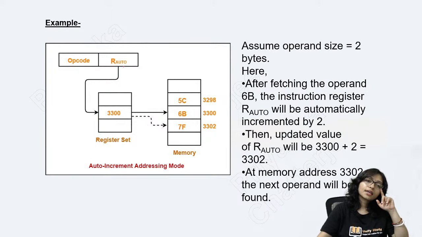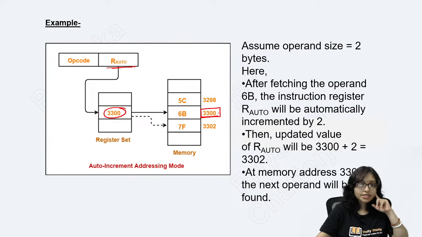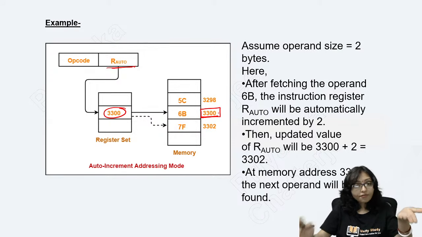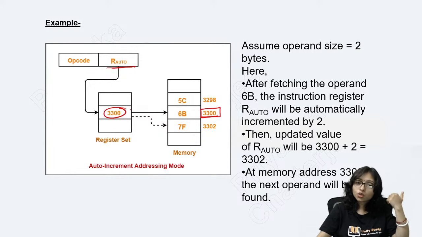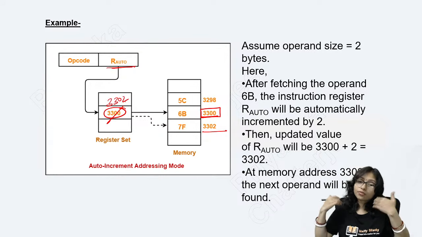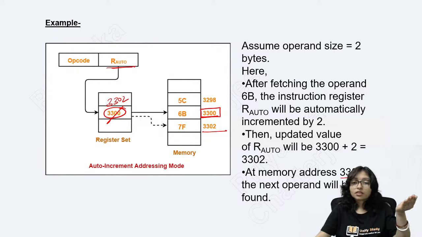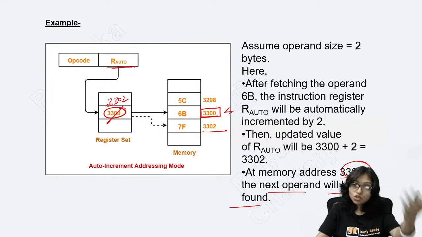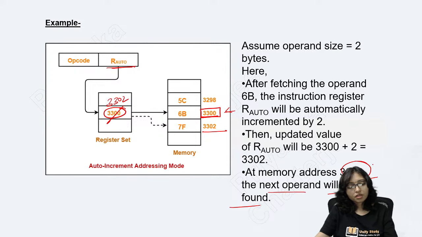How is it? You can see here the auto mode is given 3300, so your effective address will be 3300 itself. After that, this will be updated to 3302. That will be required for the next operand. The next operand will be found at 3302. The current operand will be there, but the next operand will be at 3302. That is the thing.